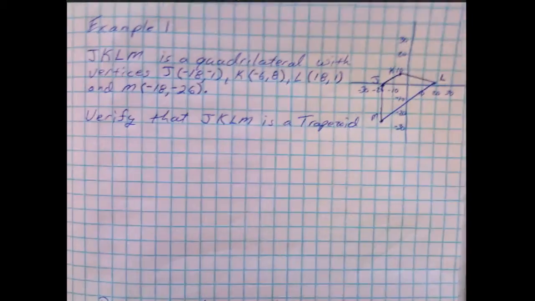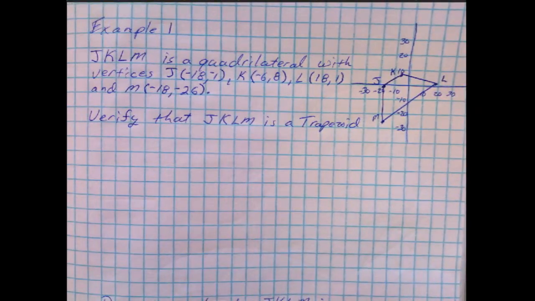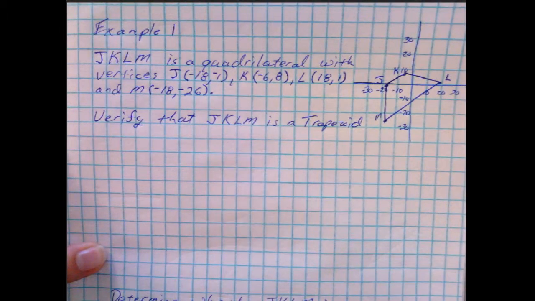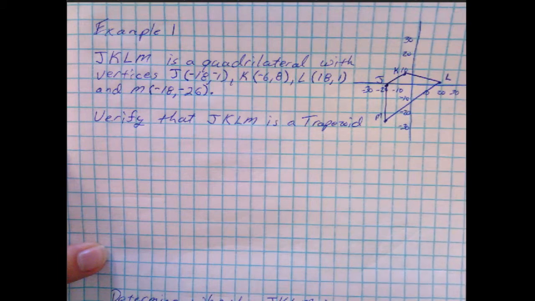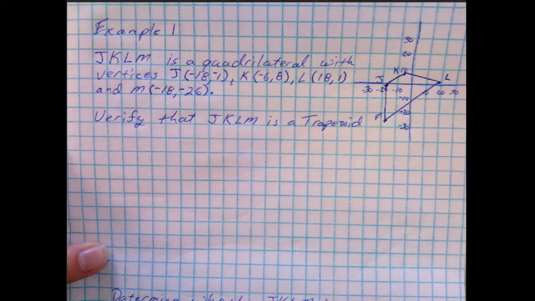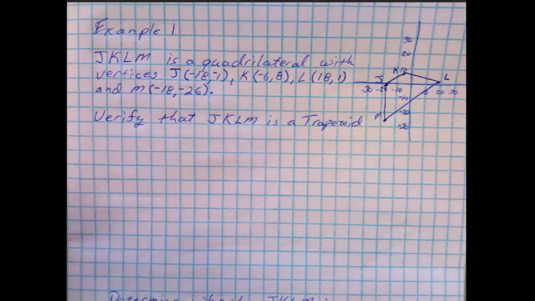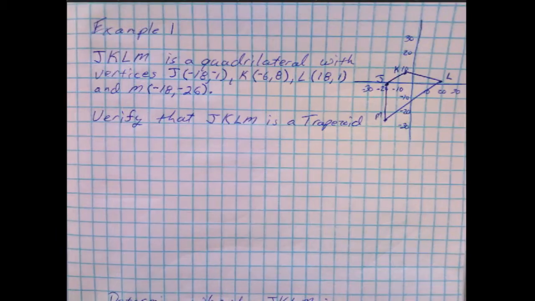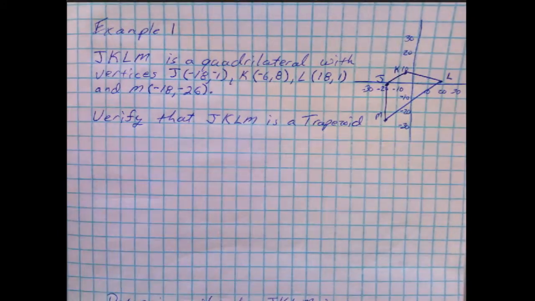So we have our first example here. We have quadrilateral JKLM. It has vertices of J at (-18, -1), K at (-6, 8), L at (18, 1), and M at (-18, -26). And we're going to verify that this is a trapezoid. So if you remember, we said a trapezoid has exactly one pair of parallel sides. So that's what we're going to be working with here.